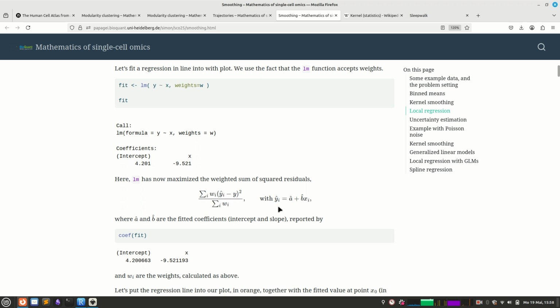You see here is what we do. ŷ_i is the position on the line at a given x position for a given data point, where a and b are the intercept and slope of our line. And this here is the squared deviation in vertical direction of the fitted value to the data value. And instead of saying this should be minimal, we say the weighted sum of this should be minimal.